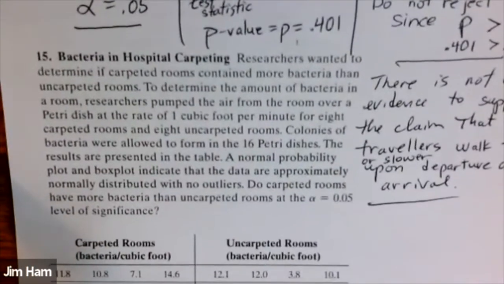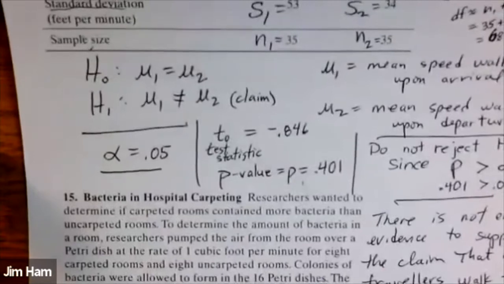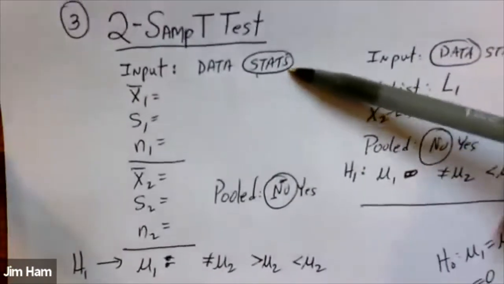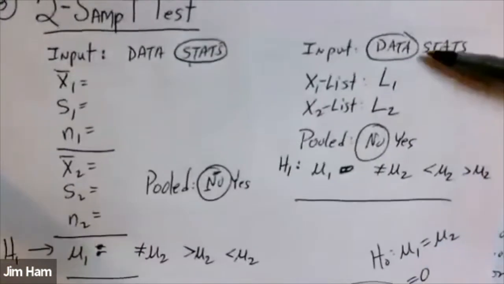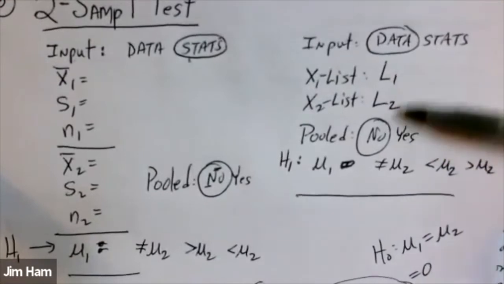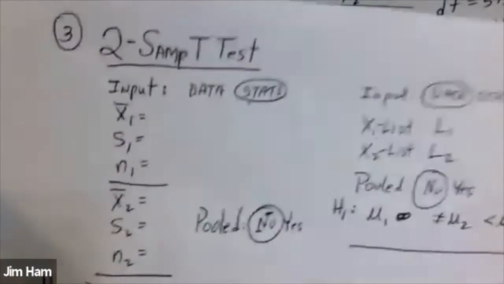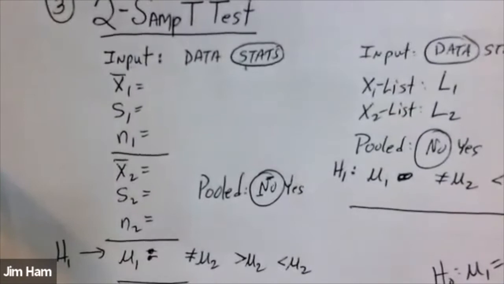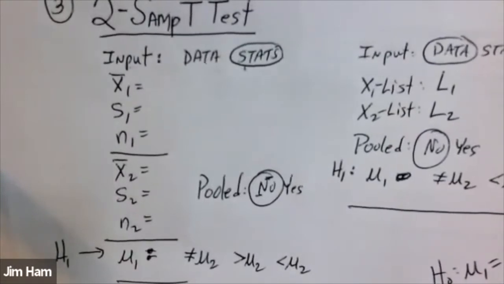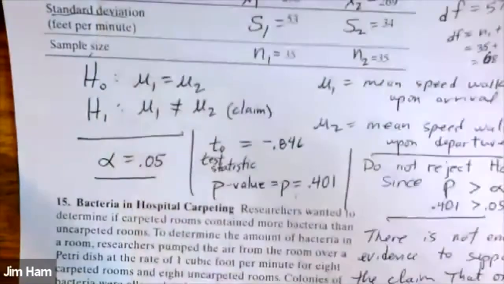Now let's go to another example, where instead of putting in the summary stats, let's use one where we actually enter in the raw data. The only difference here from section 11.2 is that you're not going to create a third list and subtract the L1s and the L2s. You're just going to use the L1s and the L2s.